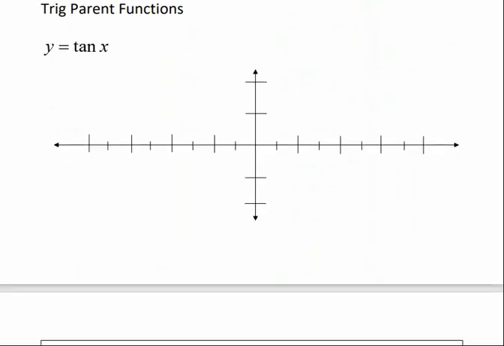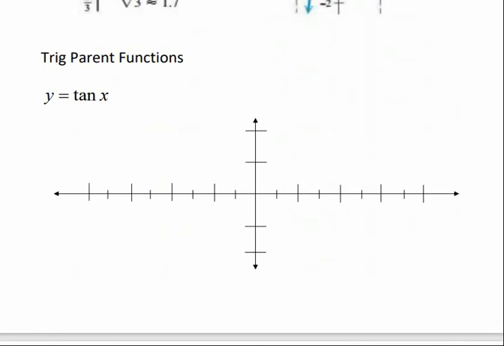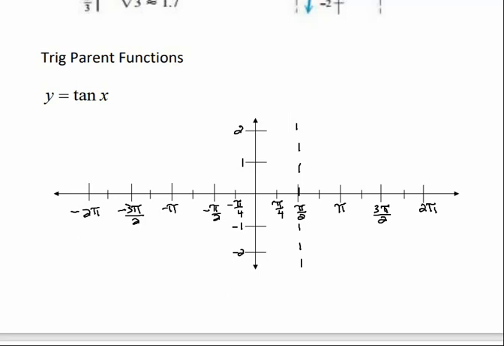I'm going to plot our points on the graph. All right, so the first thing I'm going to do on the graph is put the asymptotes in place. And like I said, tangent is going to have asymptotes everywhere that cosine is zero, because that would cause a zero to be in the denominator. Well, cosine is 0 at pi over 2, so I'm going to put an asymptote here, and at 3 pi over 2, and also at negative pi over 2, and at negative 3 pi over 2.